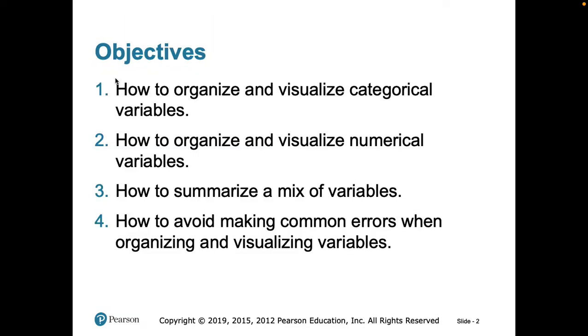So today we're going to talk about how to organize and visualize categorical variables and numerical variables. There are two different ways to do that, based on whether the data is categorical or numerical. We will talk about how to summarize a mix of variables. There's going to be a situation where you're going to have more than one variable, a mix of those, so we'll talk about how to summarize those as well. And then finally, we're going to talk about how to avoid making common errors when organizing and visualizing variables. So you definitely want to keep that in mind as you work on your project.